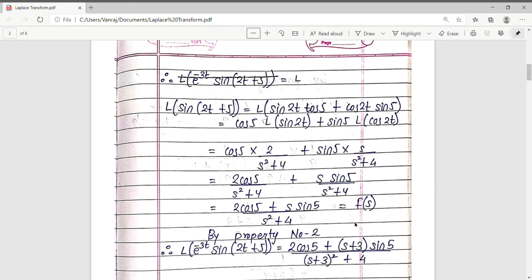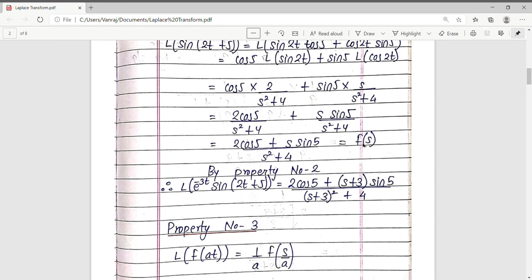So now we have found the f of s. Now we will apply the property number 2, which says that we have to replace the value of s with s minus a. So a was minus 3, that's why I will replace the value of s with s plus 3. So here 2 cos 5 plus, here it is s, so I will replace it by s plus 3 into sin 5, and here it is s square, so I will replace it by s plus 3 the whole square plus 4.